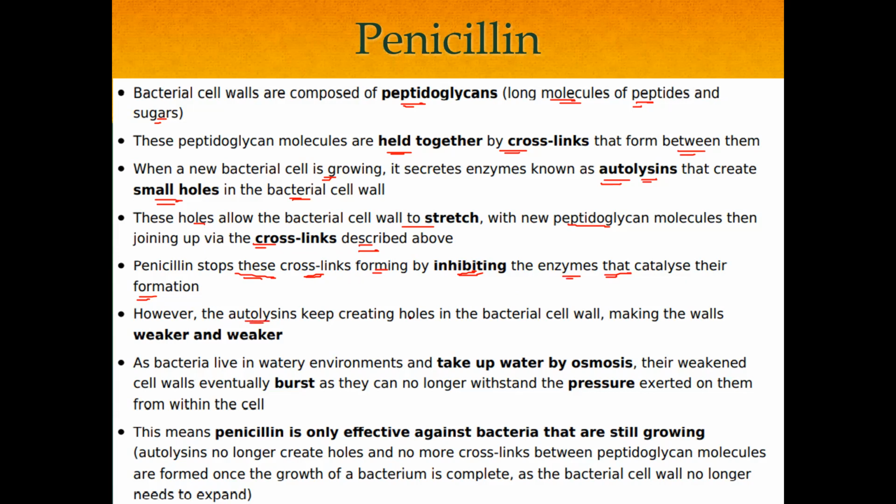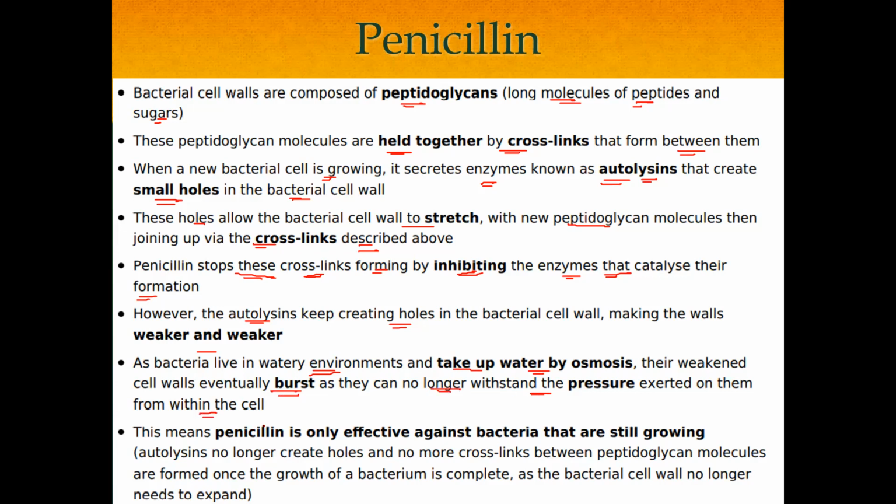However, the autolysins keep creating holes. Autolysins अपना काम कर रहे हैं, those are also enzymes. ठीक है, so autolysins अपना काम करते जाएंगे, they will keep on punching holes. But जो cross linking होनी है new peptidoglycan molecules के बीच में, वो नहीं हो रही है. What is happening? The walls of the bacteria will become weaker and weaker. ठीक है, so as bacteria live in watery environment, so think about it, holes भी उसके अंदर ज़्यादा हो गए. And it already lives in a watery environment, and it takes up water by osmosis. Their weakened cell walls eventually burst as they can no longer withstand the pressure exerted on them from within the cell.